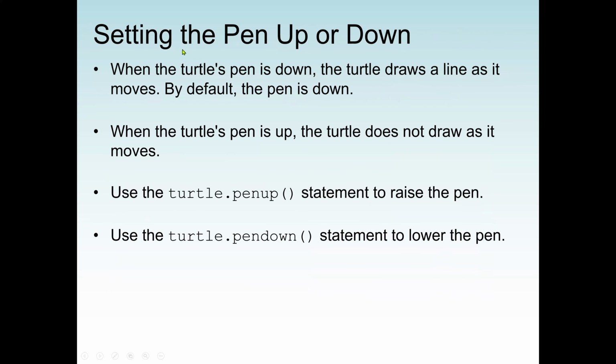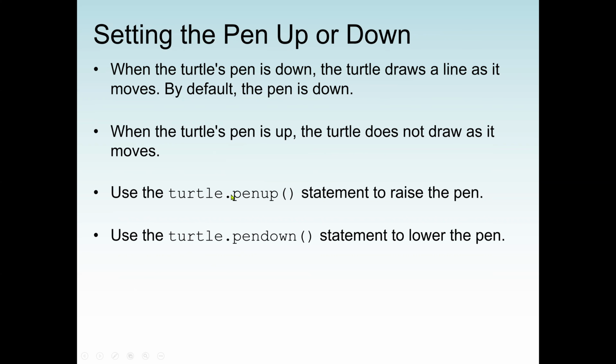So next, we are going to set the pen up or down. Now, when the turtle's pen is down, which is by default, the turtle will draw a line. But when it's up, the turtle does not draw a line. So for example, if I want to draw a dash, a line, then a space, I'll need to know when to have the pen up, how long I want to go, the number of pixels. Then when I want to have a space, I will also specify the number of pixels for the space.